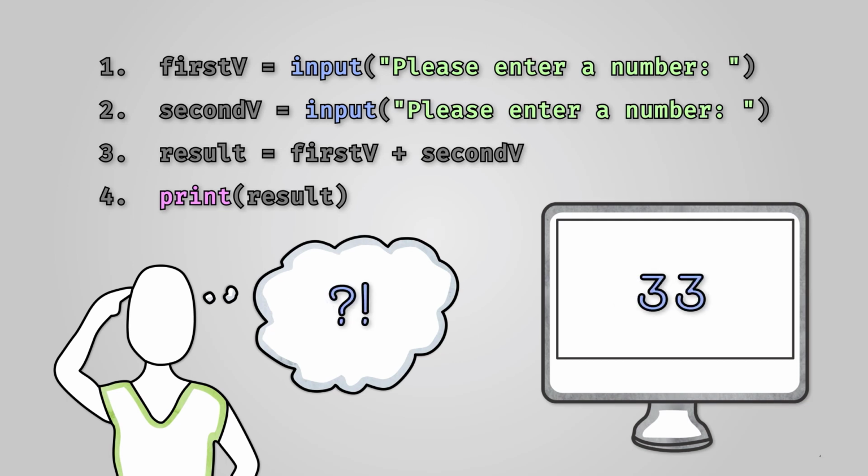What's going on? Well, every input from the console is treated as words, the string data type. If you add words together, you get a sentence. If you add sentences together, you get paragraphs. So when we add 3 and 3 together, we are actually adding the string 3 and the string 3, which is why we got 33.